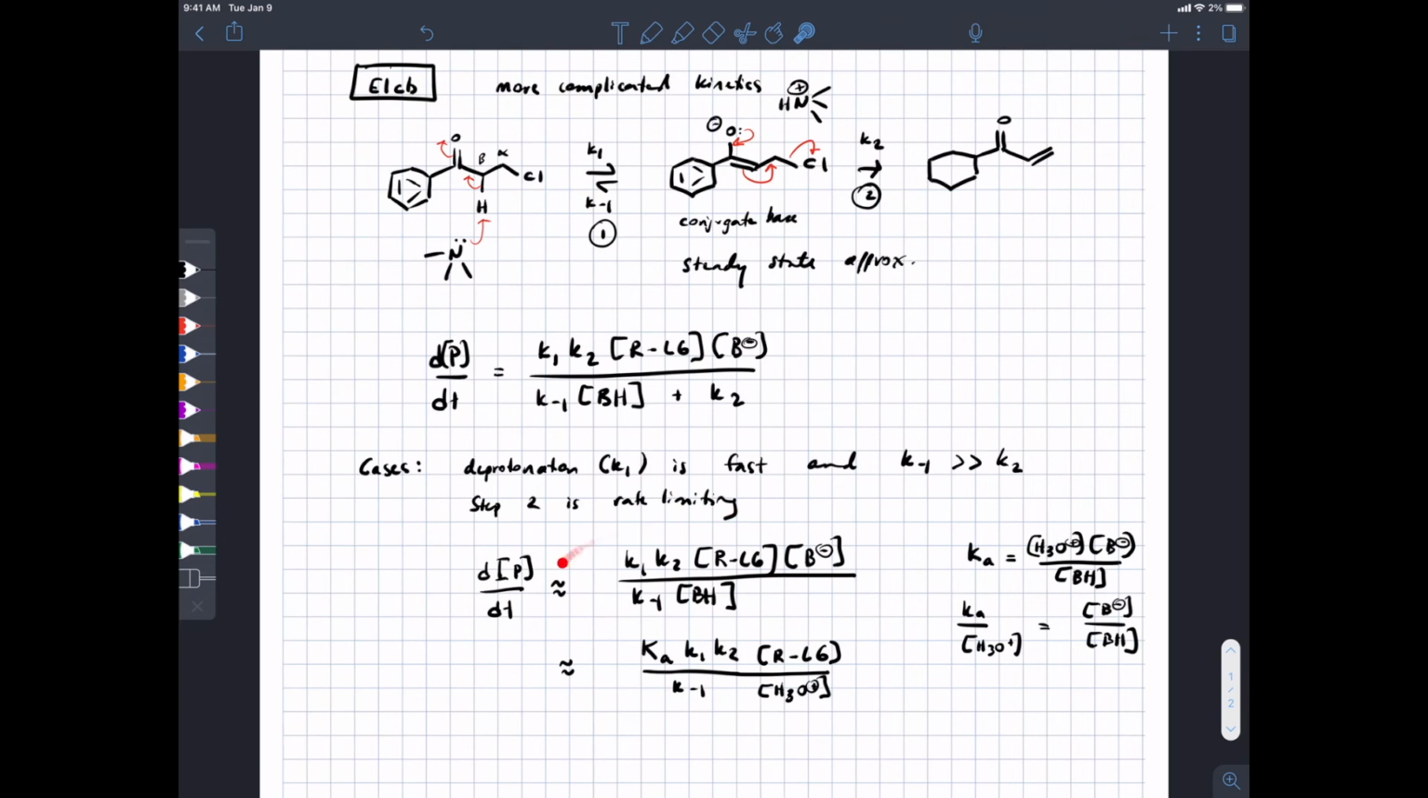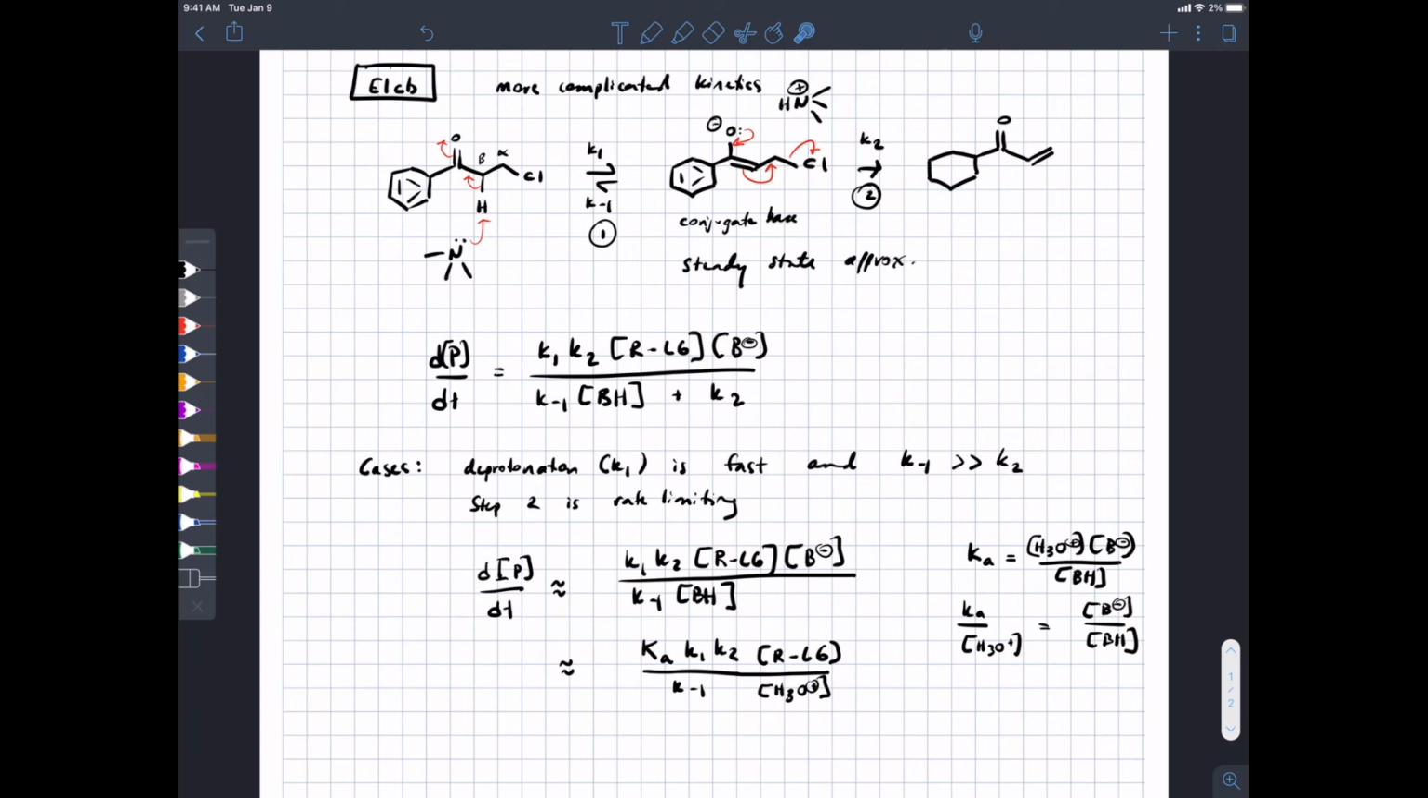Either of these expressions is fine, but this is just pointing out that if you do this in some kind of buffer where you can control the pH, it no longer matters how much base you have, just what the pH is, because that will allow you to balance the equilibrium between these two species. Okay, so that's example 1.